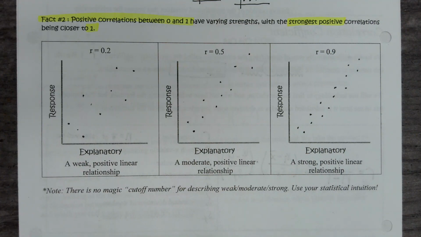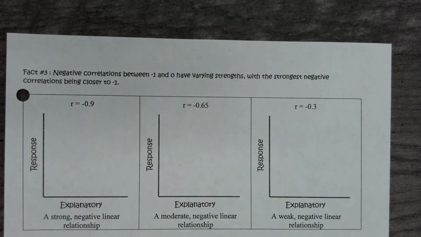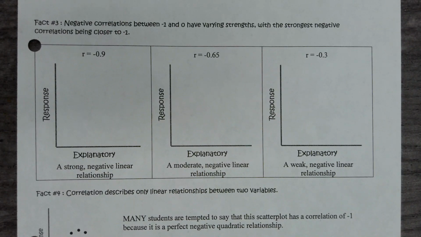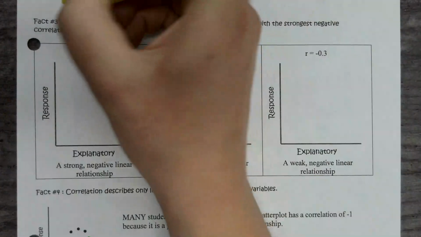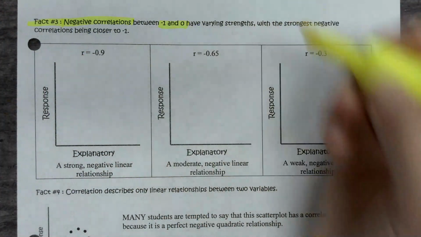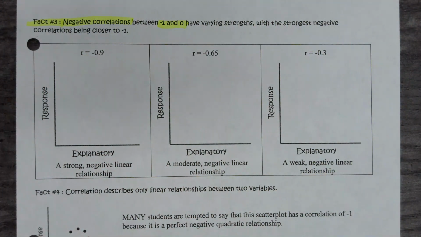Now, much like positive correlations are between 0 and 1 in varying strength, so think of it as a positive R value, you're going to have a positive relationship. The weak and moderate and strong are just how close and how far together the points are. Now, same thing with a negative correlation. So negative correlations, this is fact number 3. Negative correlations are anywhere between 0 and negative 1, and they vary in strengths.